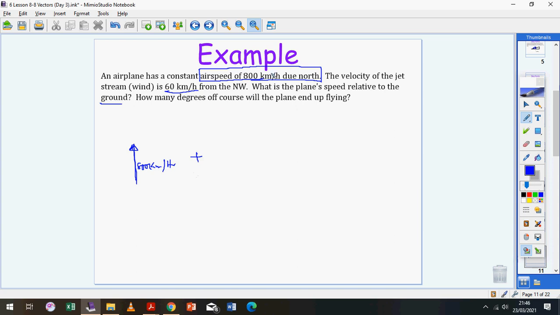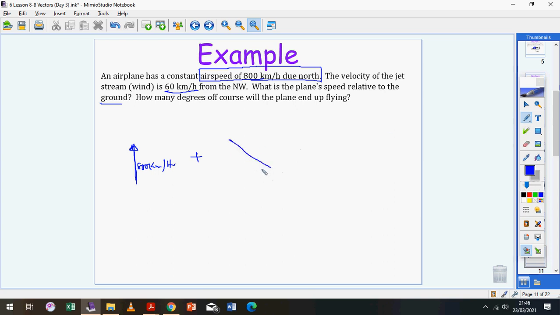If this is my compass direction and something is coming from the northwest, this is northwest, but it's coming from there, so the arrow is pointing this way and the arrow is pointing that way, right? So this is a vector coming from the northwest. Let me just draw it in terms of how I'm going to add it to this. If it's coming from the northwest, then I have it like that. From the northwest, it's 60 kilometers per hour.